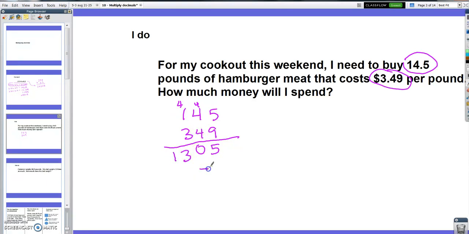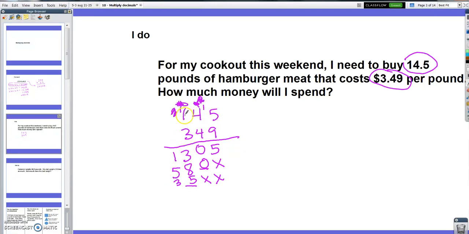Tens place, I'm going to start here, not there. Now I use the 4. 4 times 5 is 20. 4 times 4 is 16, 17, 18. 4 times 1 is 4, 5. Use that. Do my 3. 3 times 5 is 15. 3 times 4 is 12.